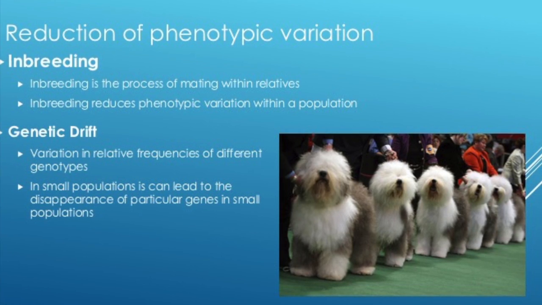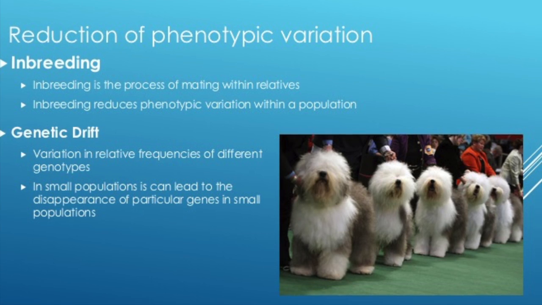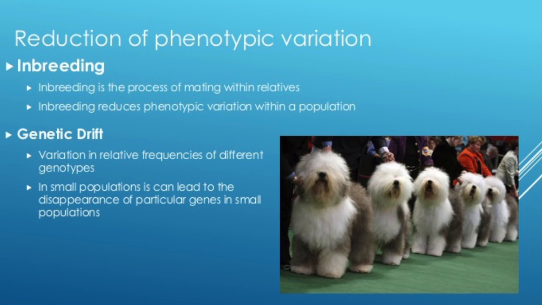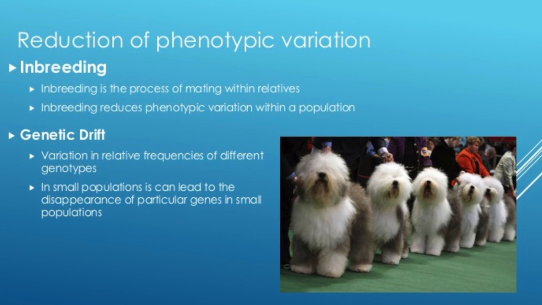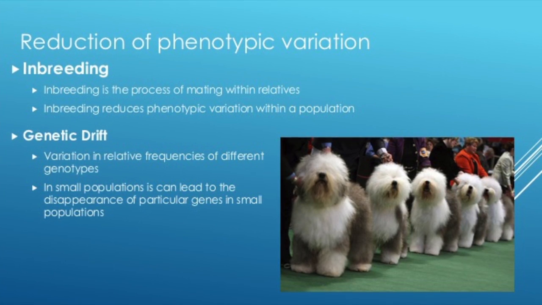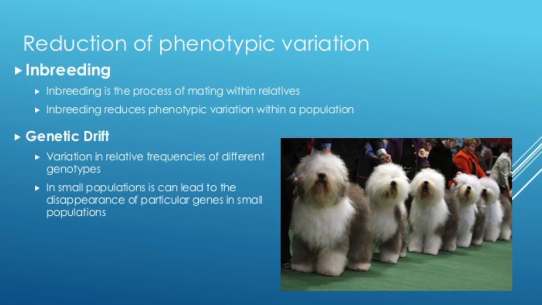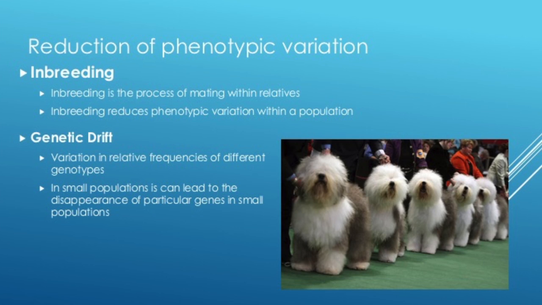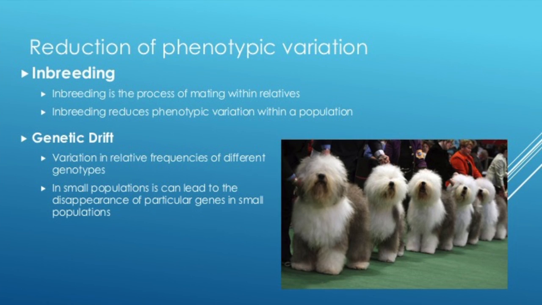Next, we'll be talking about things that cause a reduction of genetic variation. Some things that can cause a reduction are inbreeding and genetic drift. Inbreeding is the process of mating within relatives. Genetic drift is variation in relative frequencies of different genotypes, and in small populations, it can lead to disappearance of particular genes. An example would be like the dogs on the bottom right corner.